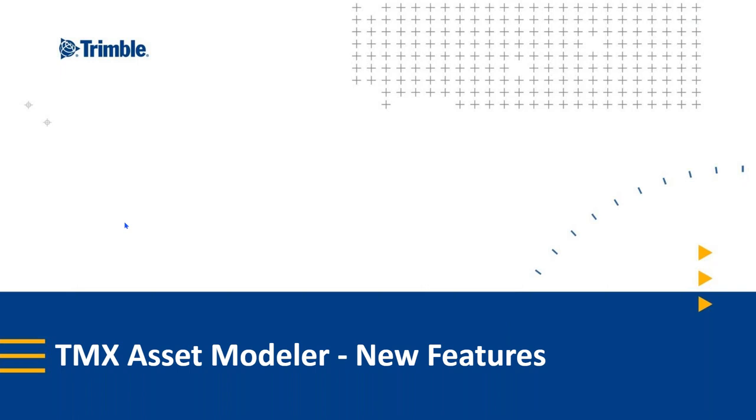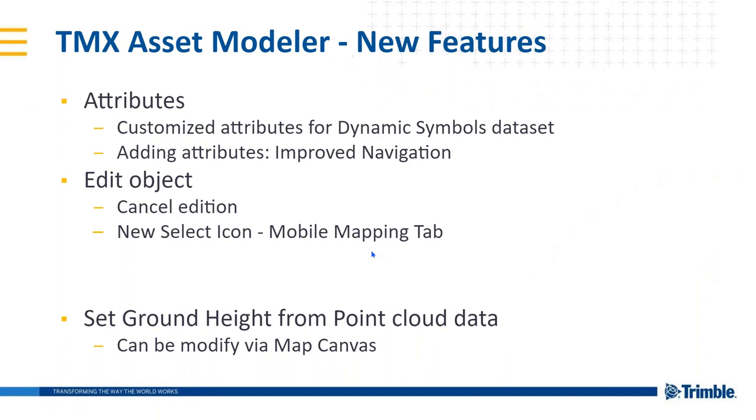All right, thank you, Miguel. So moving to the asset modeler and the new features there, we're going to start with the attributes. On the attribute side of things, we now have a customized attribute for dynamic symbols dataset, which means if you'd like to add a dynamic symbols dataset, you can now customize their attributes instead of relying on the default ones that cannot be customized.